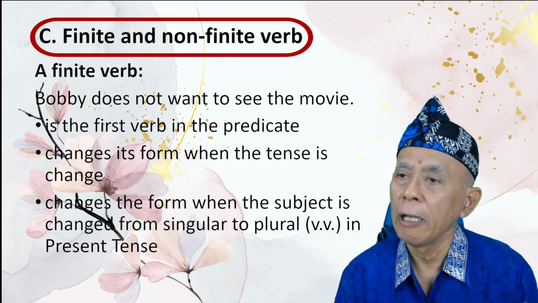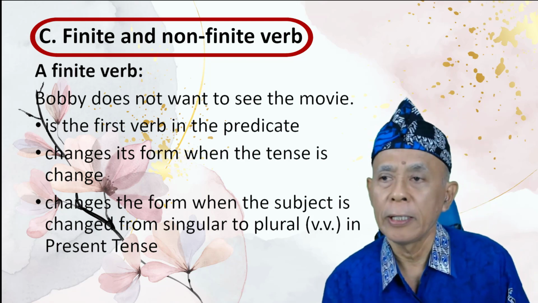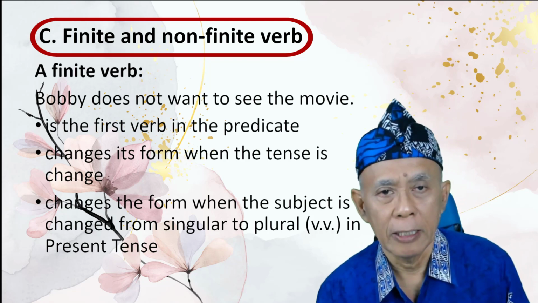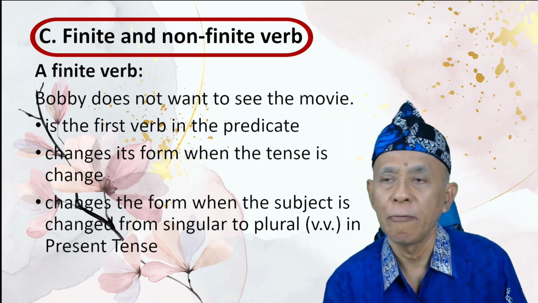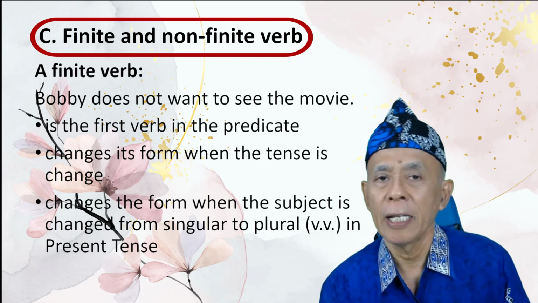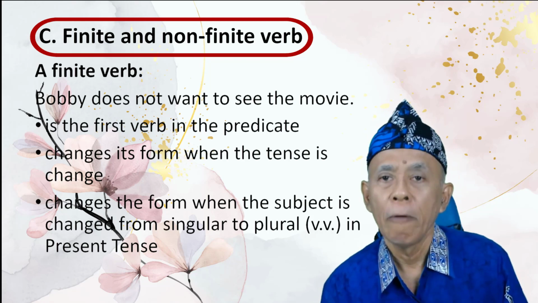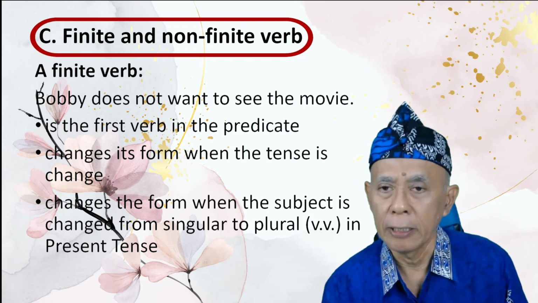And then the finite verb changes its form when the tense is changed. Bobby doesn't want to see the movie is in the present. If we change the tense into past, then we have Bobby didn't want to see the movie. So the second characteristic of a finite verb is that it changes its form when the tense is changed from present to past or from past to present.